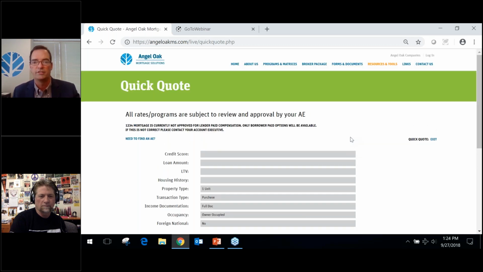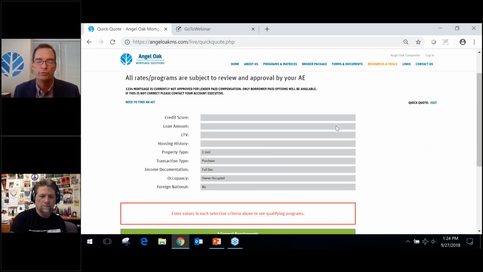And the reason we do that is if you're approved, there are different compensation levels, and so we just want to make sure that you're seeing the correct comp plan on this quick quote. If you're not approved with us, just put in your company. You can still access and use quick quote. It'll just have borrower paid pricing in there.